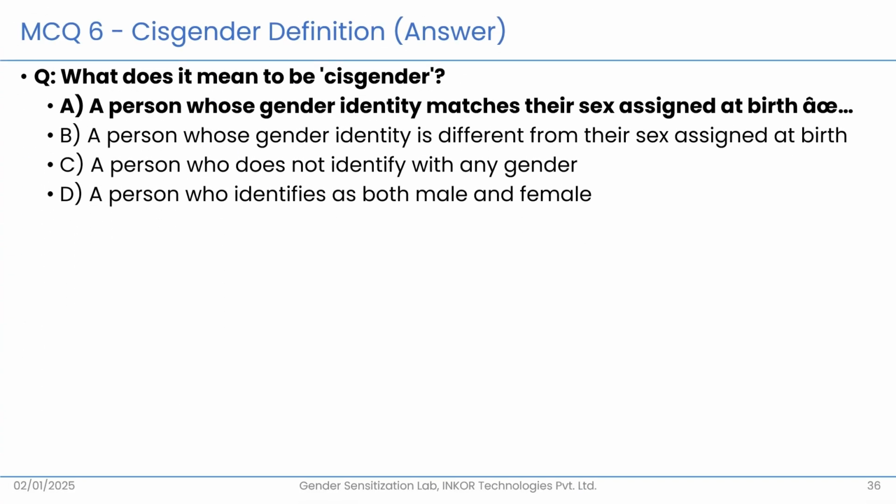The correct answer is A. A person whose gender identity matches their sex assigned at birth. Checkmark. A cisgender person identifies with the gender they were assigned at birth, unlike transgender individuals, whose gender identity differs from their assigned sex.